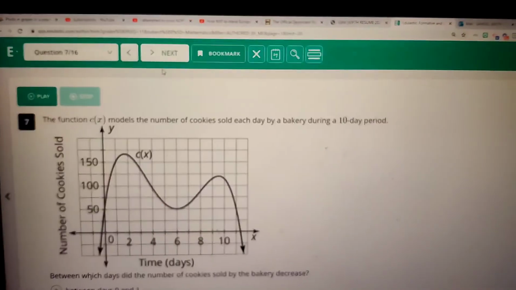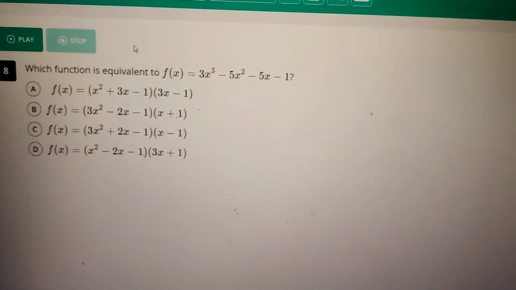All right, number 8. Which function is the same as 3?